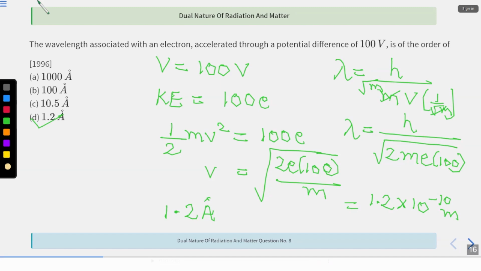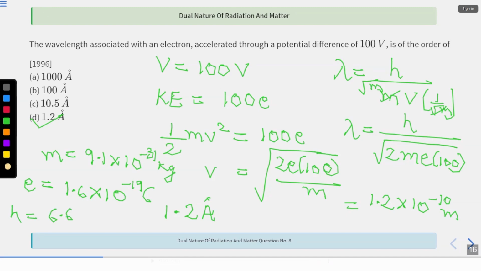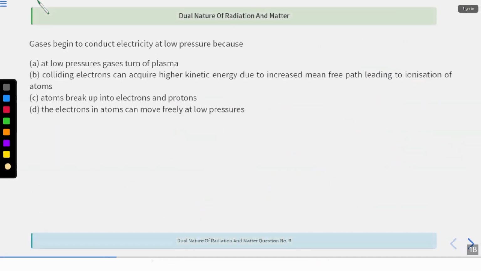We'll be substituting the values of m, the mass of the electron, that is nothing but 9.1 into 10 to the power minus 31 kg. And e is the electric charge, that's nothing but 1.6 into 10 to the power of minus 19 coulomb, and h, our Planck's constant, is nothing but 6.63 into 10 to the power of minus 34 joule second, right? Okay, let's move on to the next question.